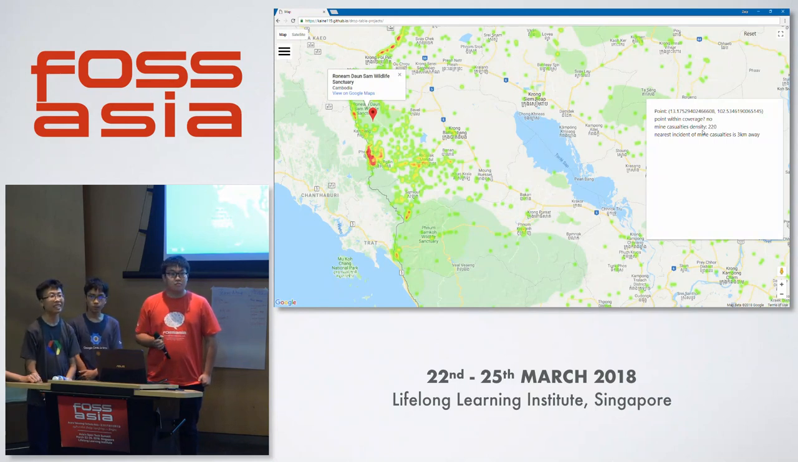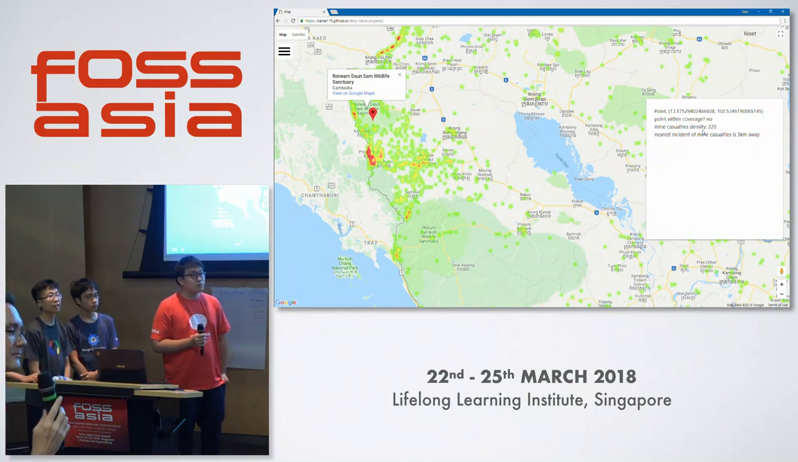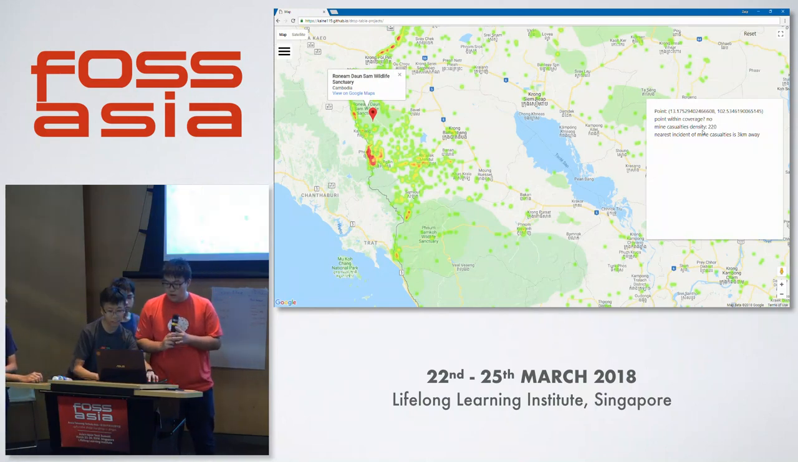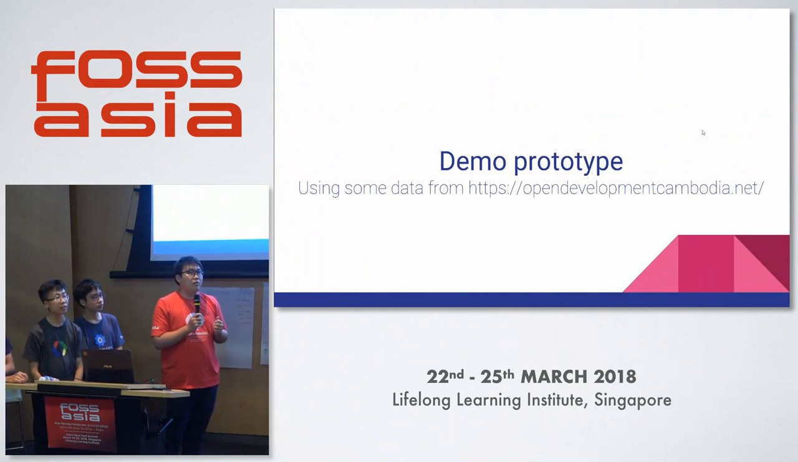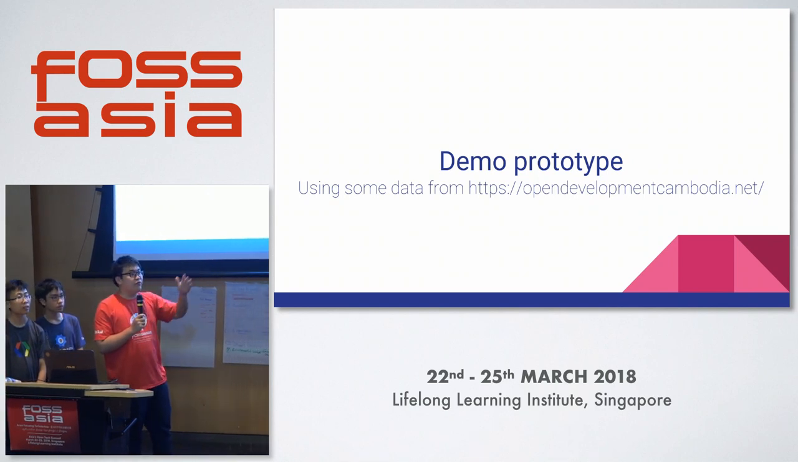Any further questions from judges to this visualization platform? Where did the data come from exactly? We took the data from Open Data Cambodia. So it's a format of map JSON. It's a form of JSON file with all the coordinates and all the various details.